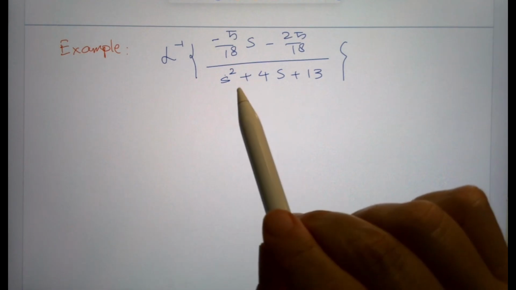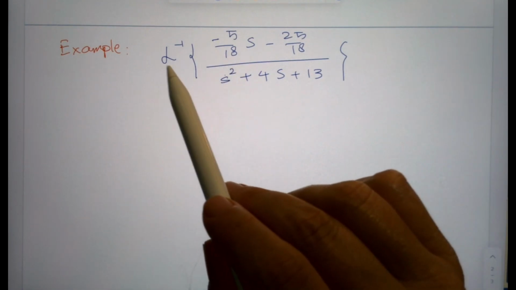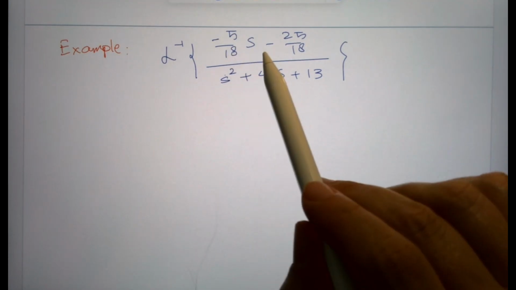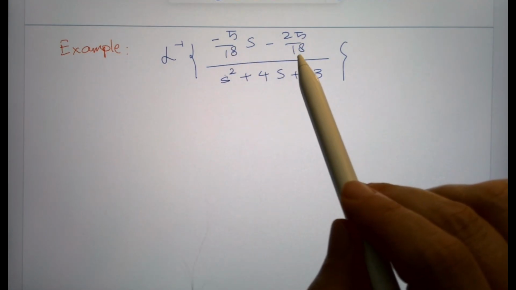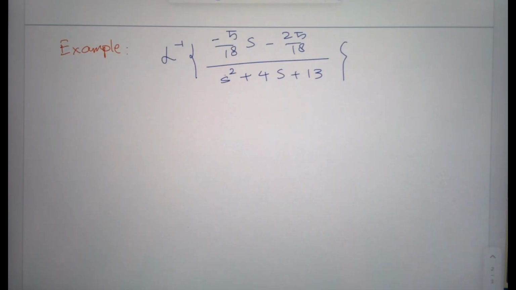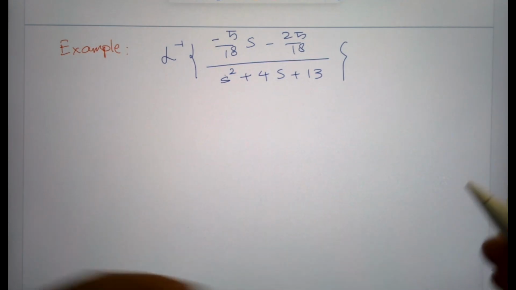Okay, here's an example. Find the Laplace inverse of negative 5 over 18 s minus 25 over 18, the entire thing over the quantity s squared plus 4s plus 13. How do we start this? First, complete the square so you know the shift.